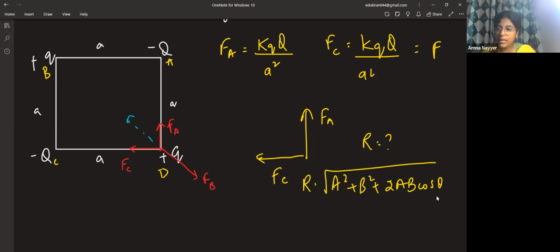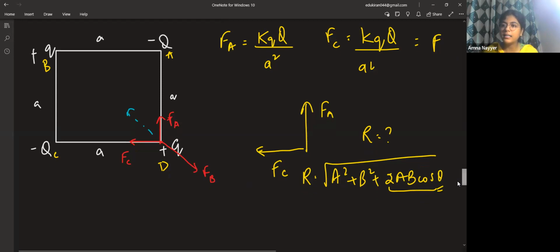So what is the value? One vector is A, which is FA. You can take any of them. B will become FC. The angle between the two vectors is 90 degrees. These are squares and we know the vertices of the squares subtend an angle of 90 degrees. So cos 90 is 0 and this entire term will be 0.